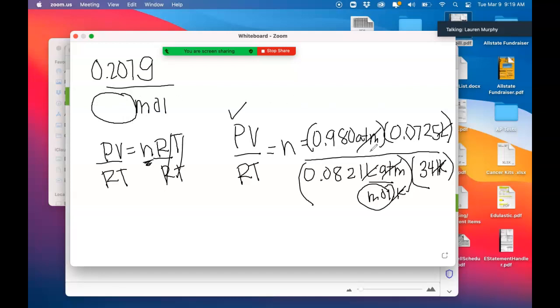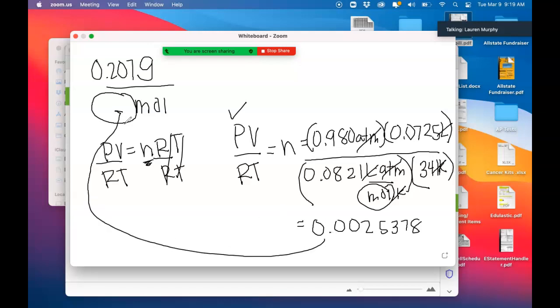So calculate this number. Now the best way to do this in your calculator without messing up is you do 0.980, you multiply by 0.0725, you hit your divide button, 0.0821, and then hit the divide button again. It helps you avoid having to use parentheses in the bottom, but it's up to you. So the moles come out to be 0.0025378 something something something. The reason why I write out a bunch of numbers right now is because I'm not finished. You don't want to round your number until the very end. So this number goes in right here.